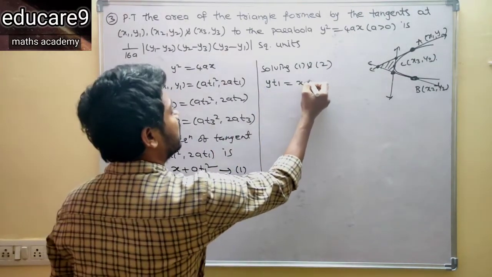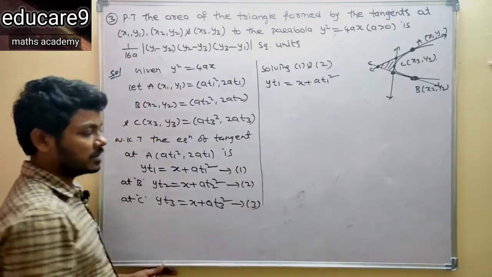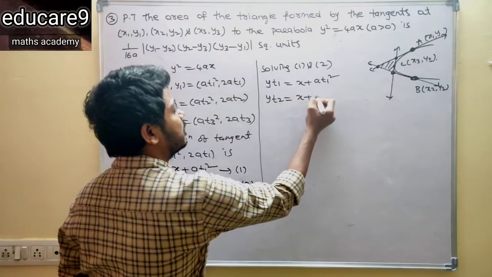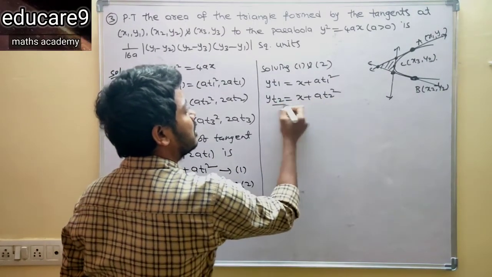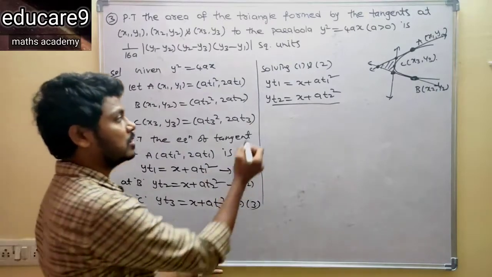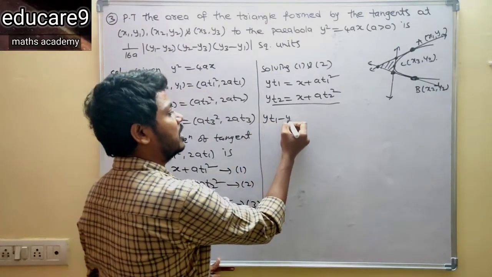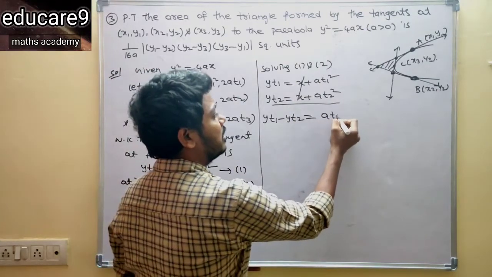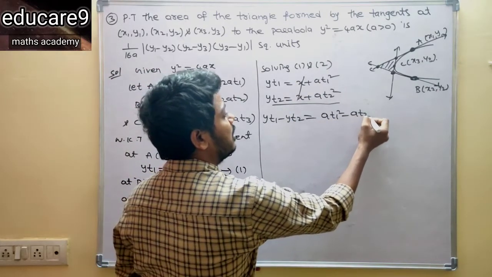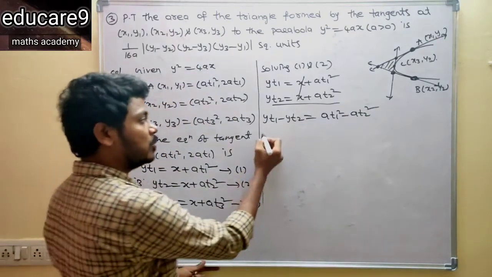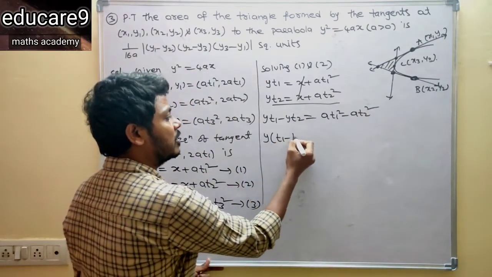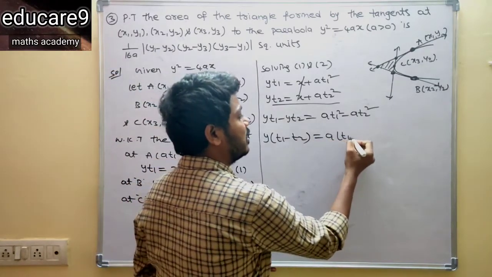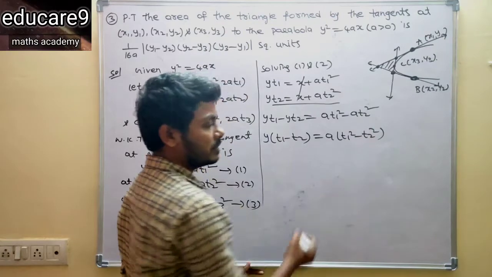y t1 is equal to x plus a t1 square, and equation 2: y t2 is equal to x plus a t2 square. So subtract these 2 equations. You will get y t1 minus y t2 is equal to, x gets cancelled, a t1 square minus a t2 square. In both terms y is common, t1 minus t2. Here a is common, t1 square minus t2 square.